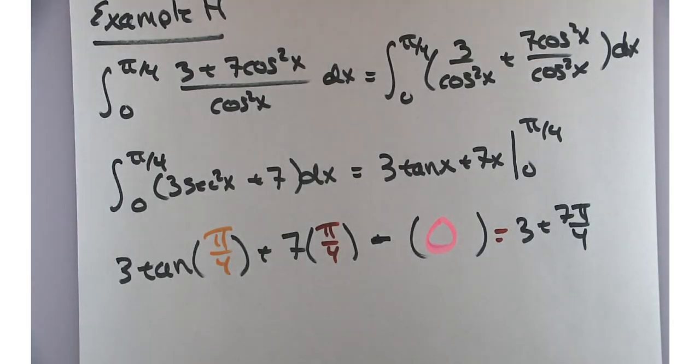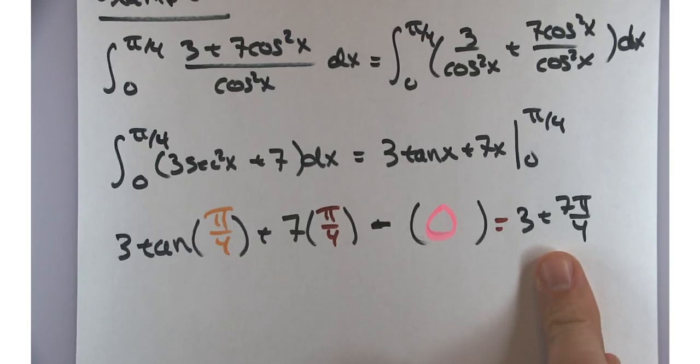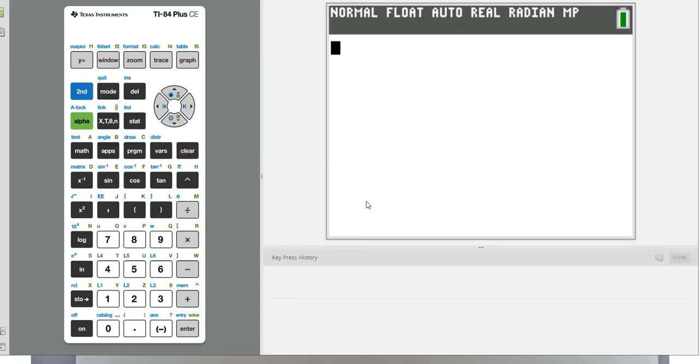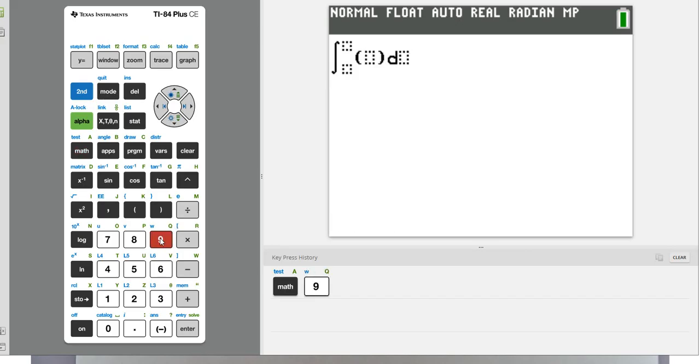Do you want a reminder on how to do these things numerically on your calculator if you just wanted to check it? Your calculator's not going to be able to give you a nice answer like this, but it will give you a decimal answer. Want to review that? All right, let's just double check it. Now you have to be a little bit clever as you input this into your calculator. So let me clear out all my stuff here so you can follow along. You're going to hit the math key. The 9th option down is for numerical integration. We're going to integrate between 0 and pi over 4.